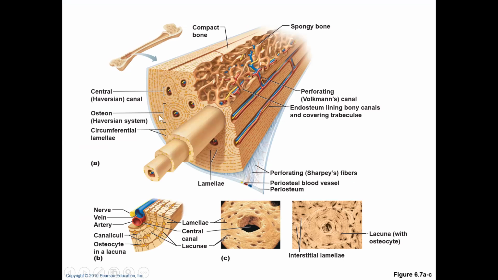The functional unit of the bone, these circular rings, are called osteons. The canal in the middle is called the central canal. The openings that go at right angles are perforating canals, or Volkmann canals.